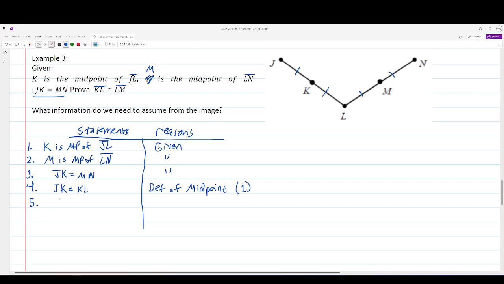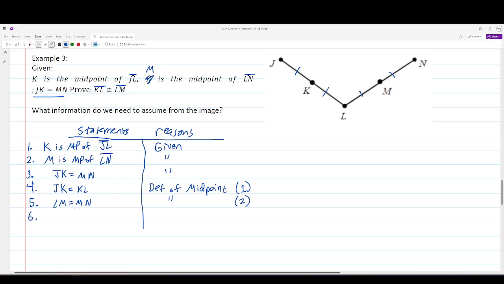Number 5, we marked that LM equals MN. We got that in a similar way, definition of midpoint, but it came from step 2 because that was where we were talking about that side.